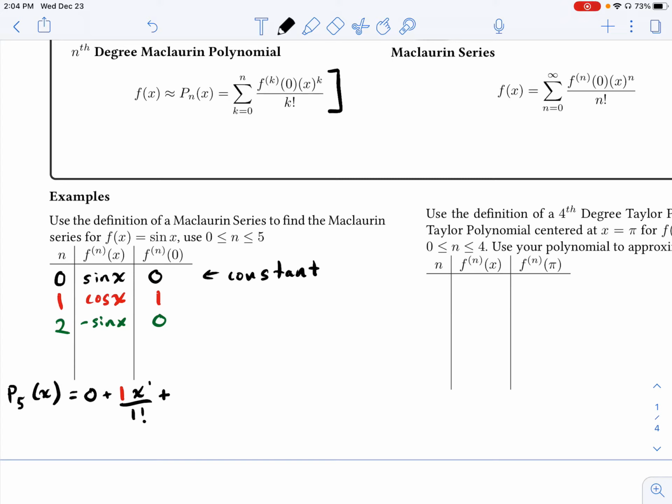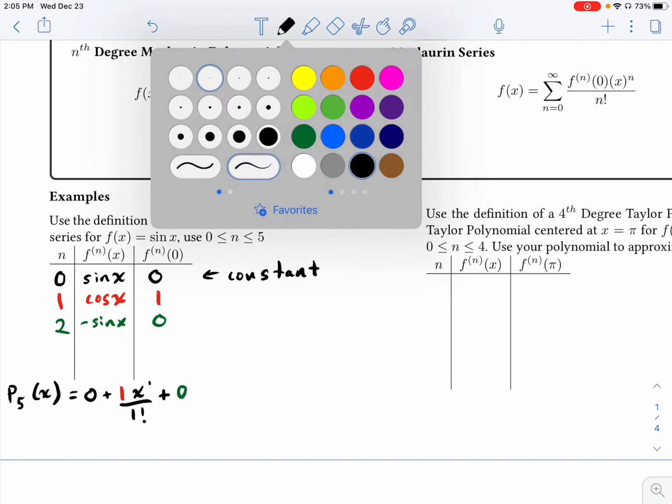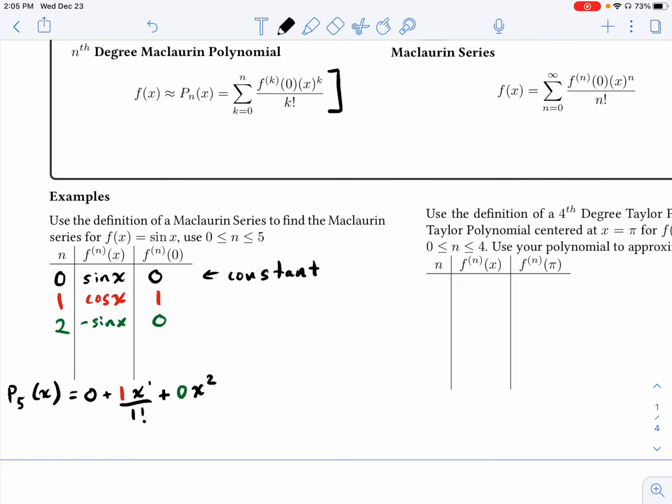Next up, now I'm going to go ahead and use my next row. So that's my second order derivative now evaluated at 0, which we said was 0, times x to the second power, because n is equal to 2, over 2 factorial. And we're going to keep doing this. So let me finish up the table first, and then we'll finish up this polynomial. But I just wanted to pause and have you see exactly what we were generating now.